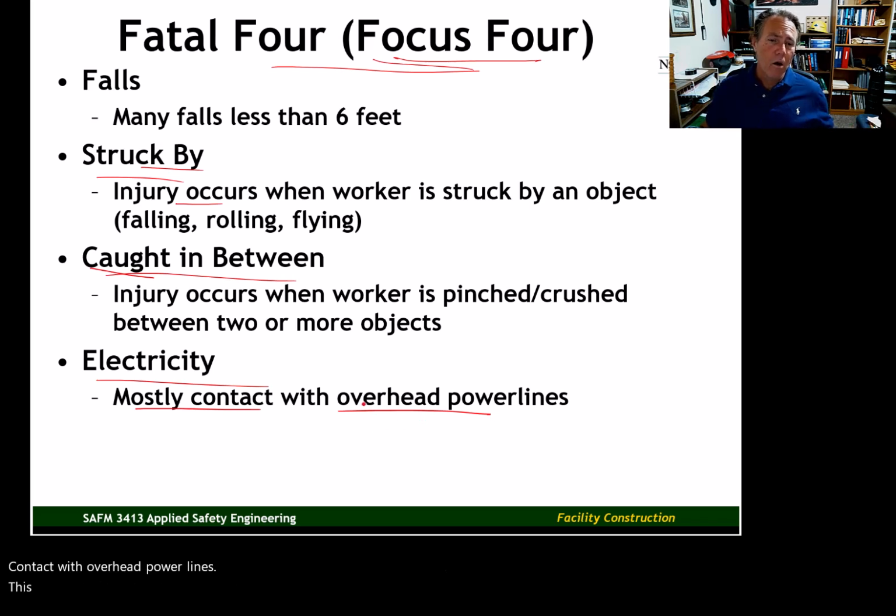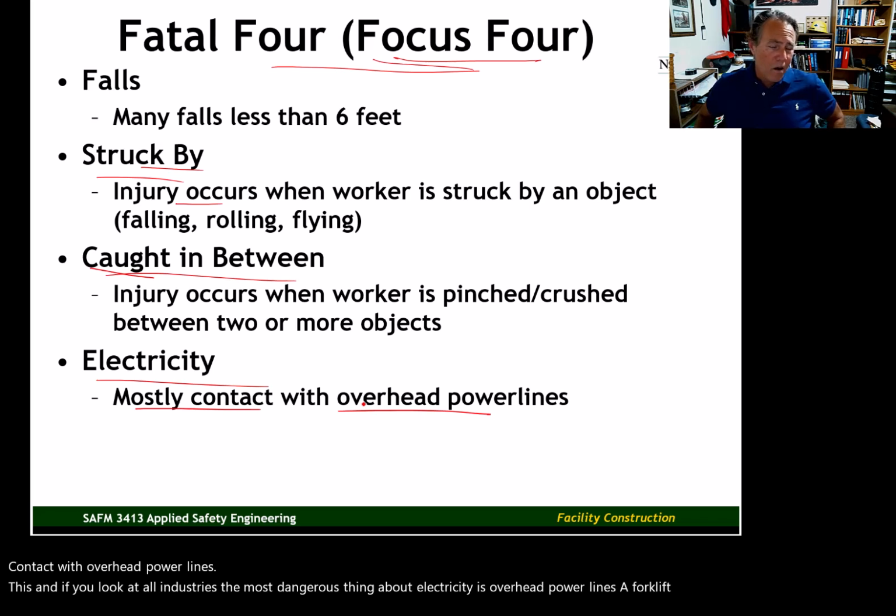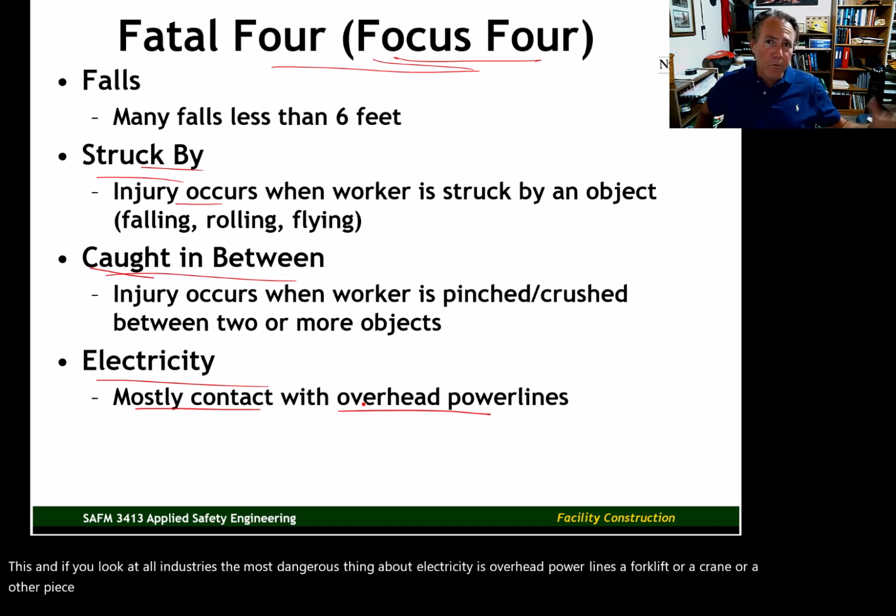And if you look at all industries, the most dangerous thing about electricity is overhead power lines. A forklift or a crane or another piece of equipment, a scaffold being too close to the overhead power lines, those are all circumstances that can be fatal for the workers.